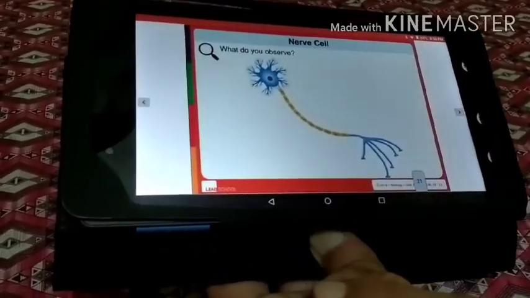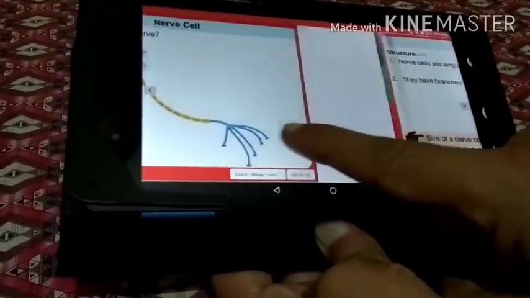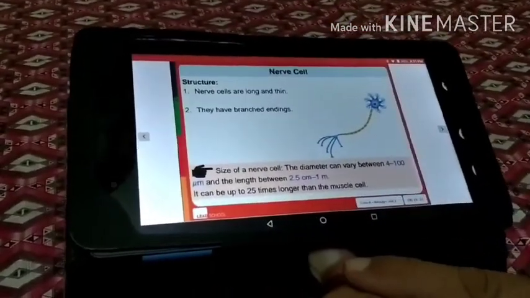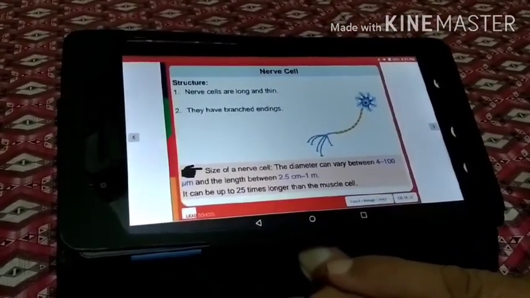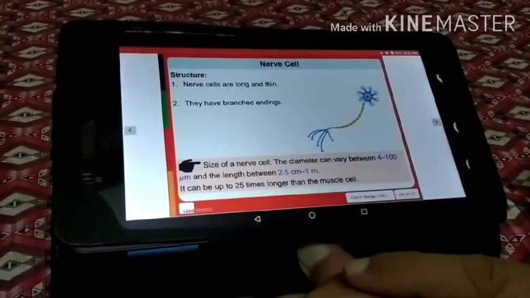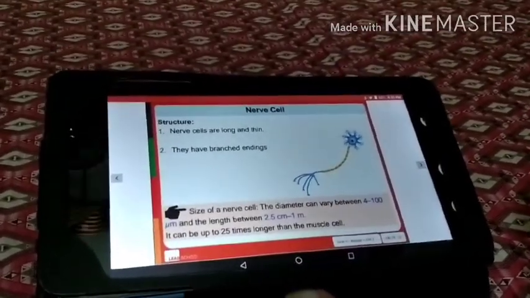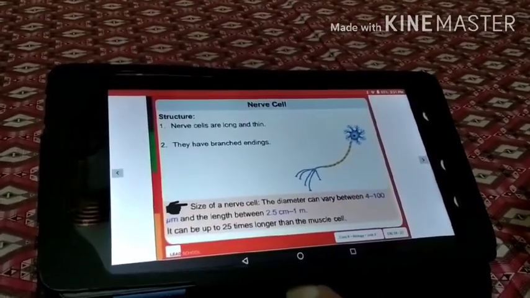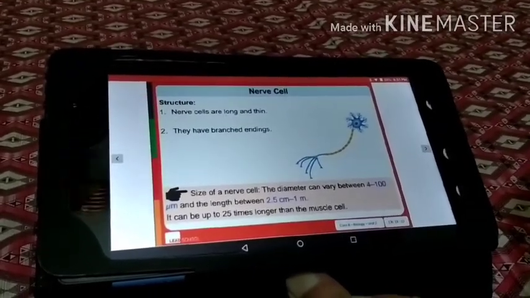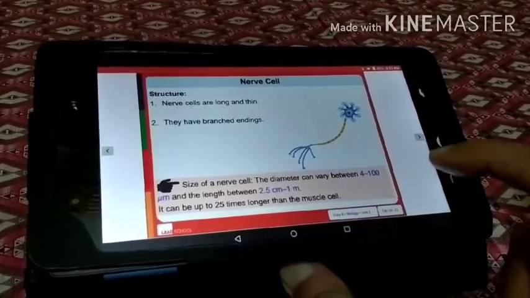What do you observe in this diagram? It is a nerve cell, right? What is the structure of the nerve cell? Nerve cells are long and thin. They have branched endings. Size of the nerve cell. The diameter can vary between 4 to 100 micrometer and the length between 2.5 centimeter to 1 meter. It can be up to 25 times longer than the muscle cell.